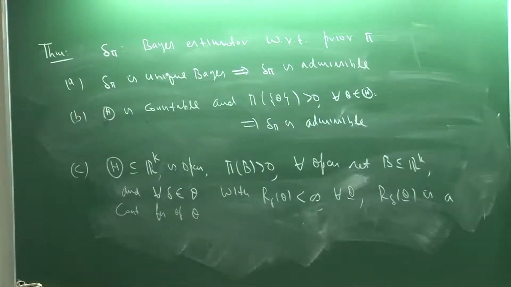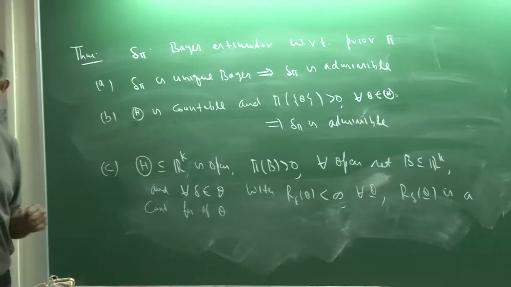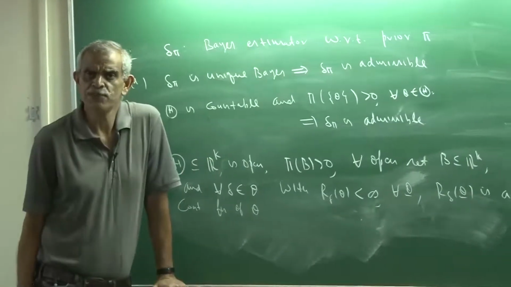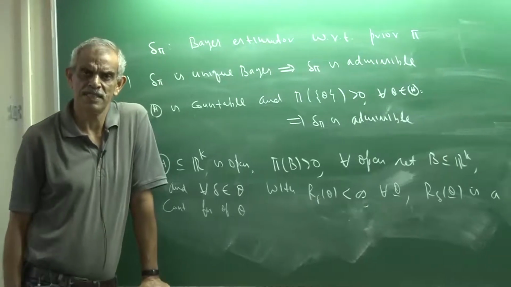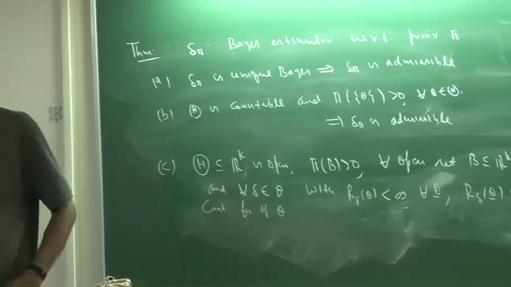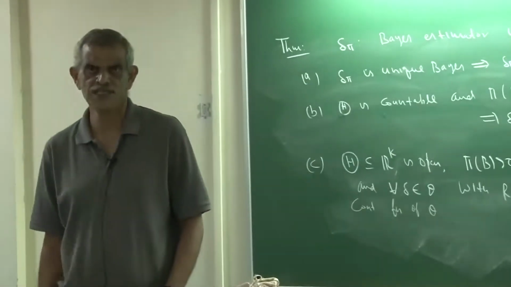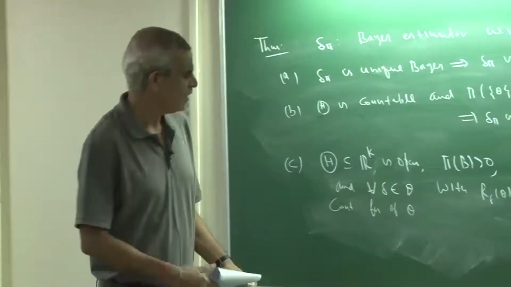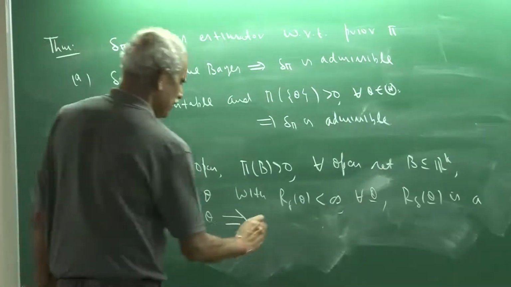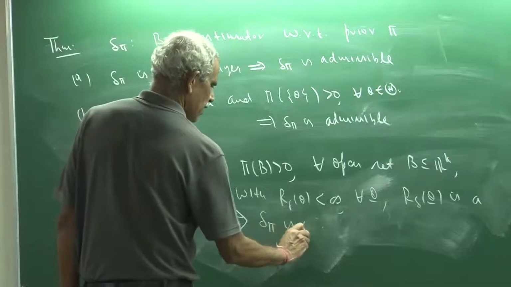So if these conditions are satisfied, what are the conditions? My whole parametric space should be open, and my prior should be such that to any open set it assigns a positive weight, and for any estimator delta, the risk function is a continuous function of theta. If that happens, this would imply that delta pi is admissible.